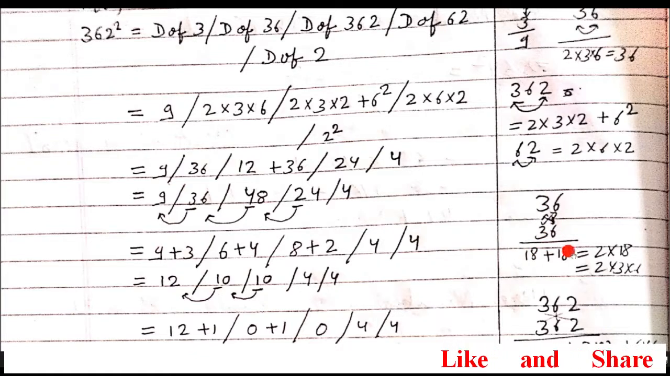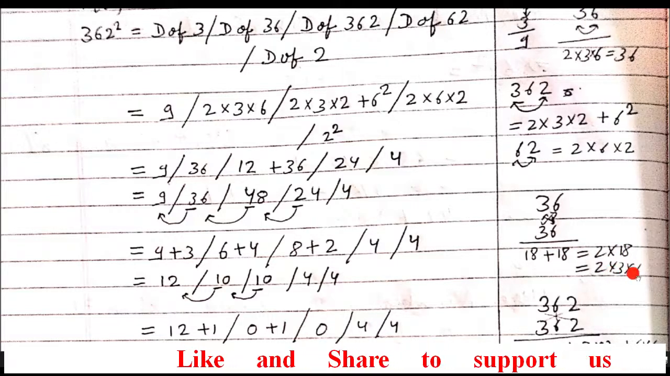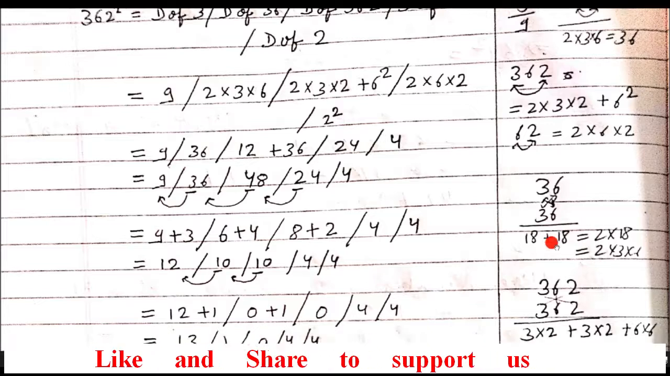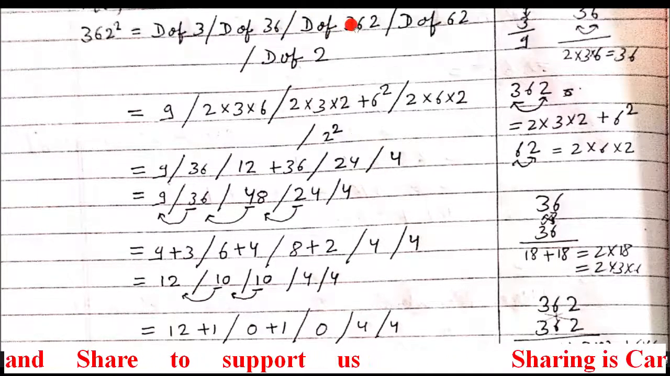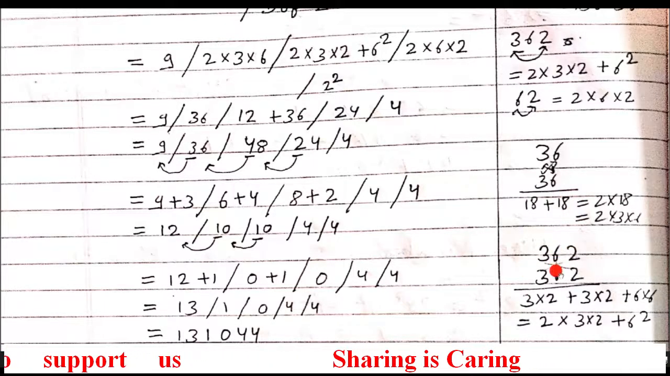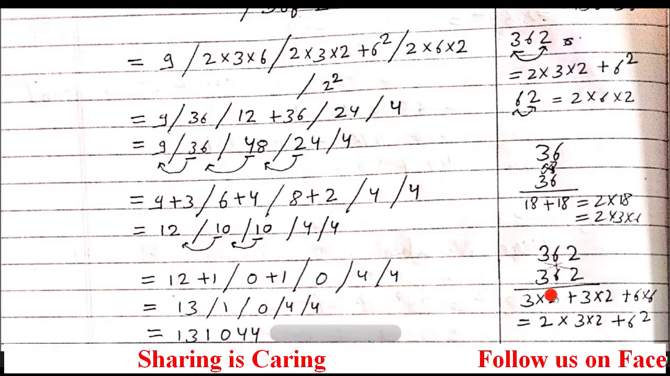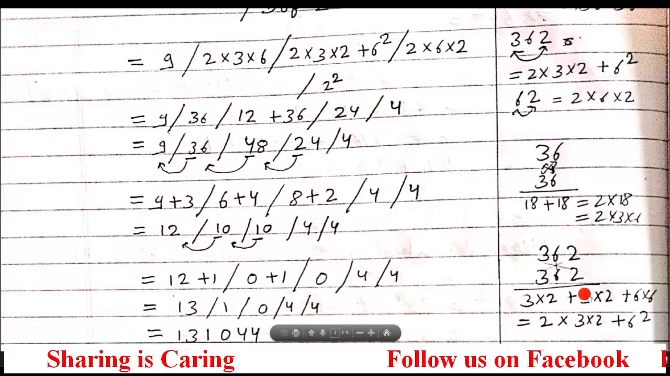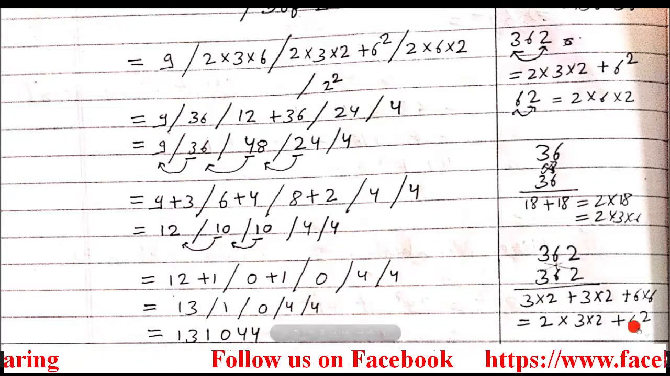Then 3 into 6 is 18, which means we are doing the double of 18. That's why 2 into 18, that is 2 into 3 into 6. Now in the same way, when 3 digits are here, that is this middle one, we have to put the arrows like this and a middle arrow. So 3 into 2, then again 3 into 2, then 6 square. So we are doing 3 into 2 twice, then multiplied by 6 square.